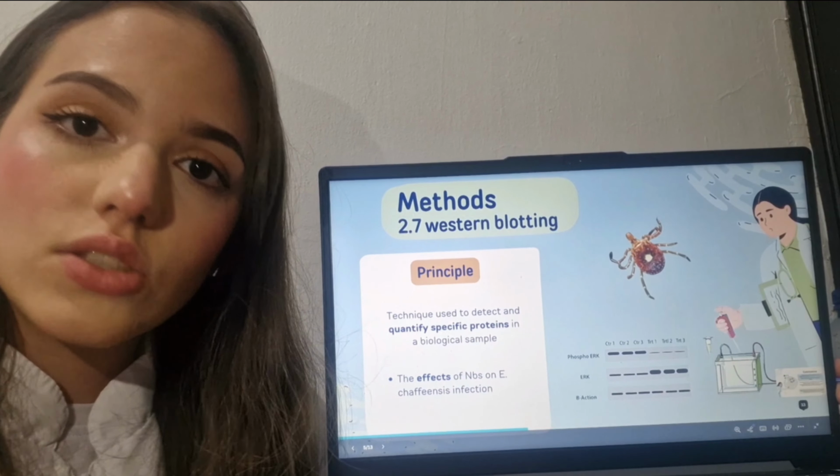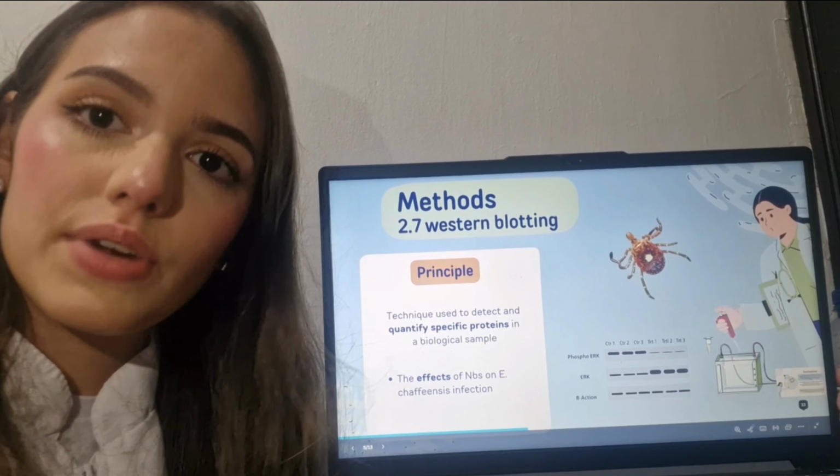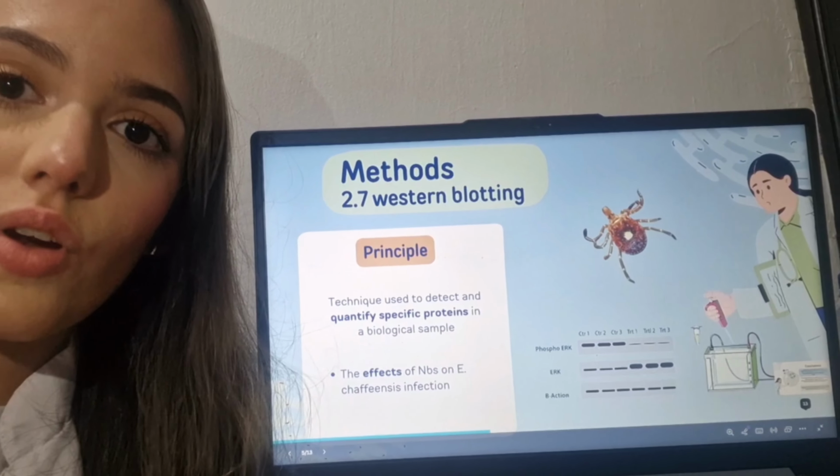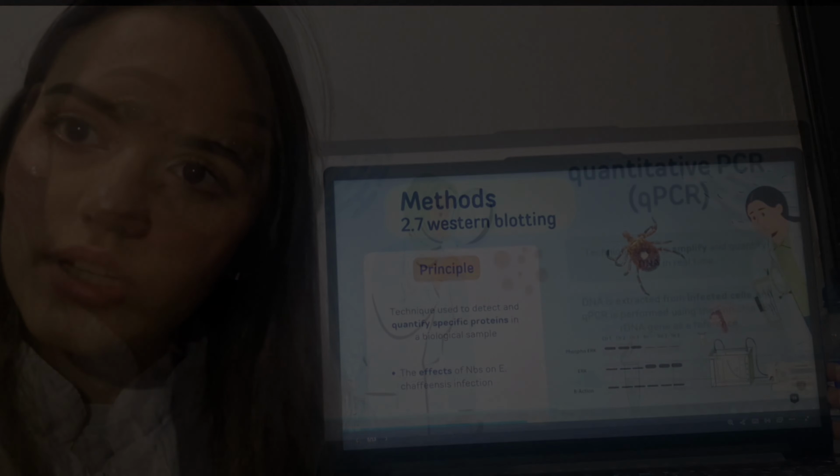The effects of nanobodies on E. chaffeensis infection in HEK 293 cells were analyzed. The presence of nanobodies was evaluated to determine whether it reduced the expression of certain bacterial proteins.